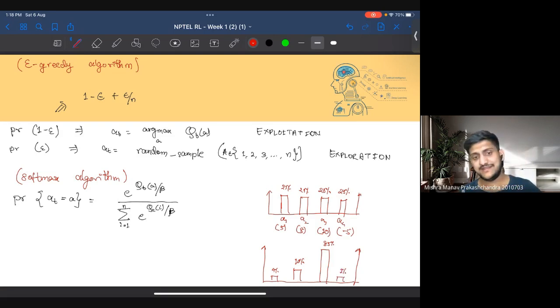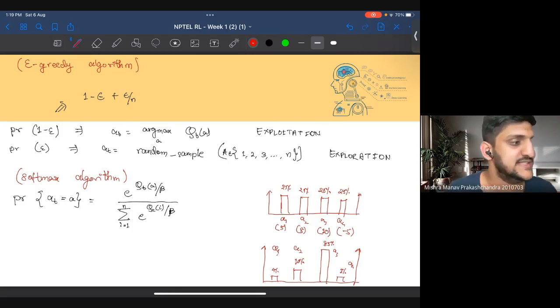So I'm removing the randomness that I had in the exploration in epsilon greedy. There's this random sample part; I remove that. Instead, I'm basically evolving the probability distribution of all the arms. So I write A1, A2, A3 and A4. This softmax distribution takes this into account. I hope this is clearer.